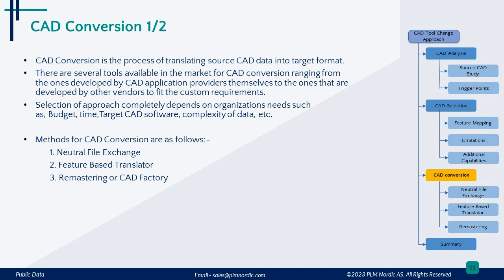Methods for CAD migration are as follows. Neutral file exchange. In this case, the source data is converted into a lightweight format and then the same is loaded into the target system. The next one is feature-based translator. In this case, the source data is converted into target CAD format directly using feature-based translator tools. The last one is remastering or CAD factory. This is the case where data is remastered by a team of designers manually.